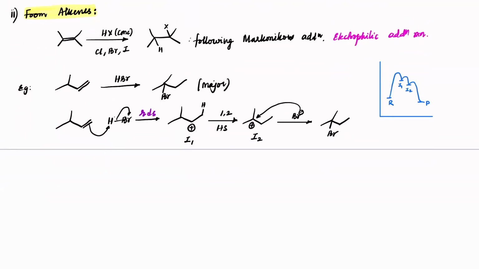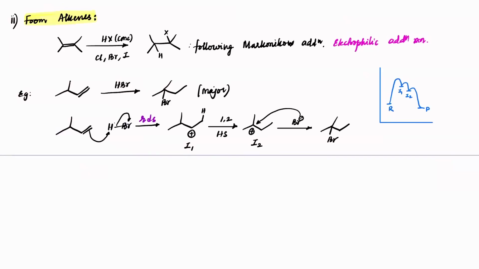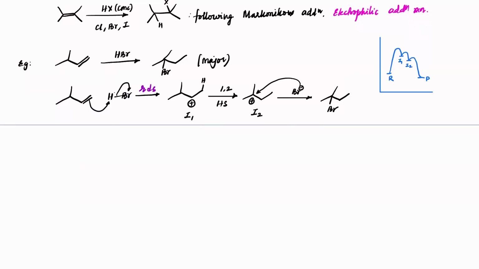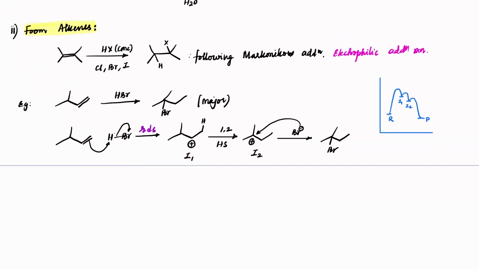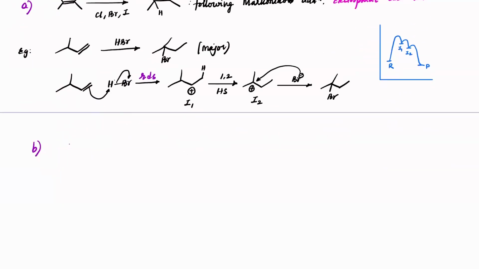Notice the next one. I'll do the reaction with alkynes also, but first let me finish alkenes only. With alkenes, I hope all of you got how we get this one. This is about hydrohalogenation. The second type of reaction, let me put this as A reaction and B reaction here.